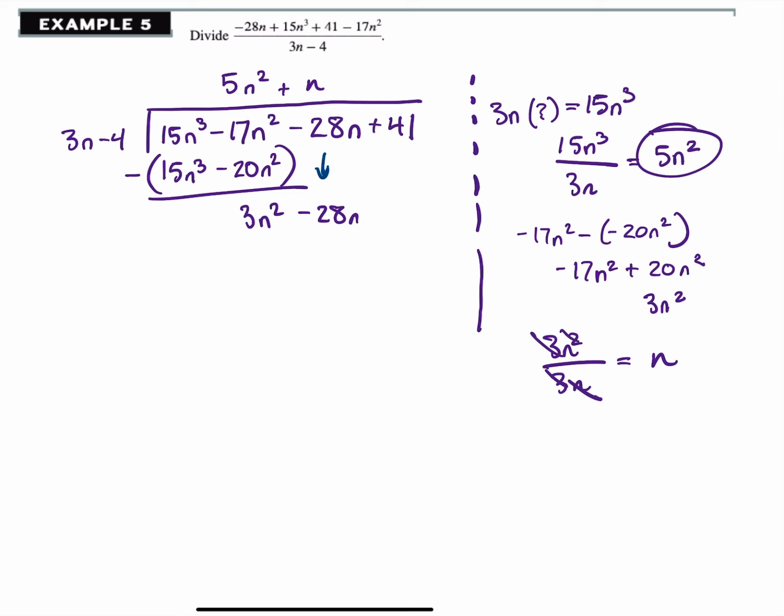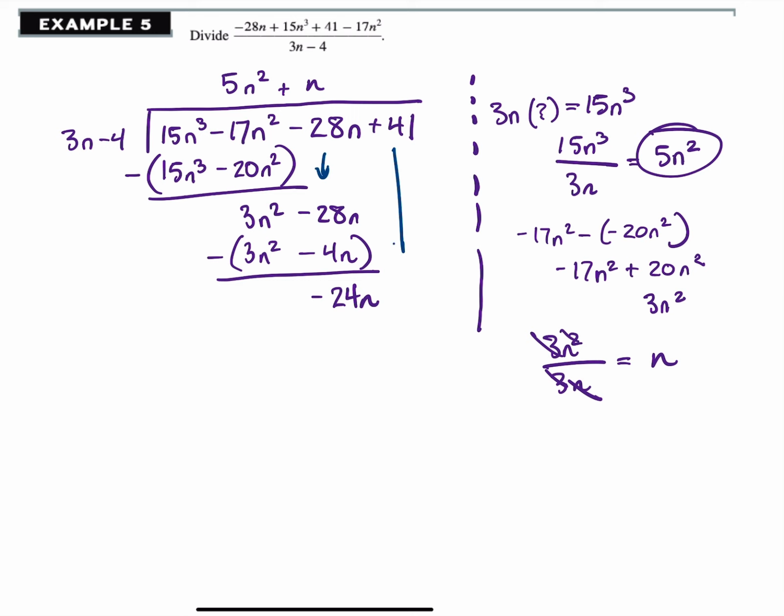So let's multiply that n to both of these terms. 3n times n gives me the 3n squared. And then negative 4 times n will give me minus 4n. And then let's subtract. The first term cancels, and then I have negative 28 minus negative 4. So that would become negative 28n plus 4n, which will be negative 24n. These double negatives are where this becomes tricky and where a lot of errors can be made, so just want to be extra careful.